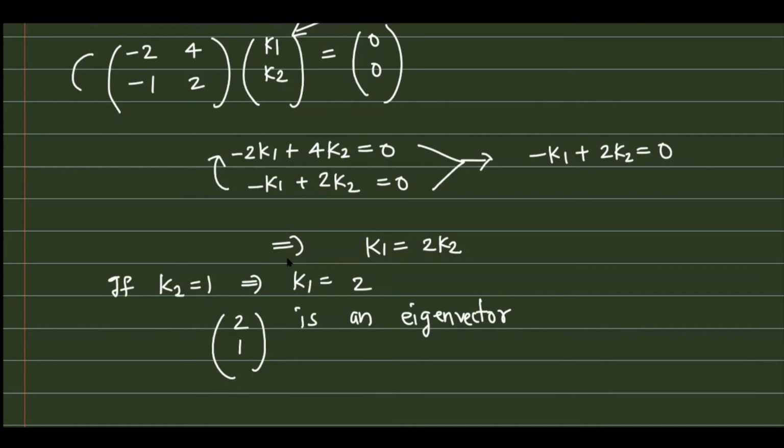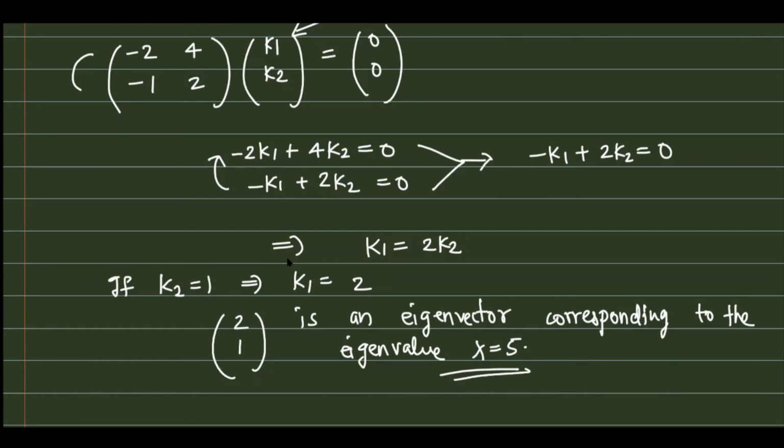This is an eigenvector corresponding to the eigenvalue lambda equal to 5. So we got one eigenvector. Now you can give any value to k2. Corresponding to that value, you will get a different value for k1. So there are so many eigenvectors corresponding to an eigenvalue. This is one of the eigenvectors. So in that way, we can find many eigenvectors corresponding to the eigenvalue.